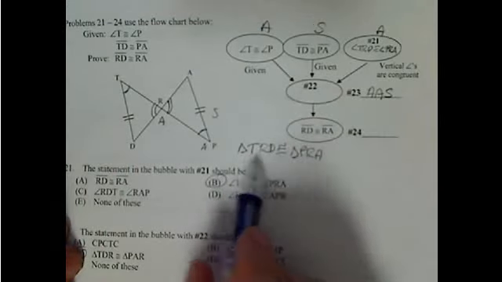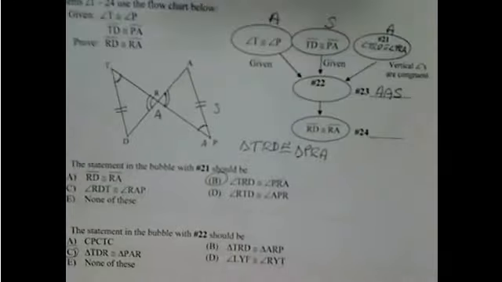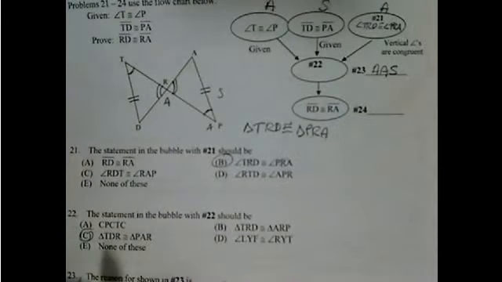I'm looking for T matching P, R matching R, D matching A. So if I go down here at these problems, T matches P, D matches A, R matches R. So the answer was C.